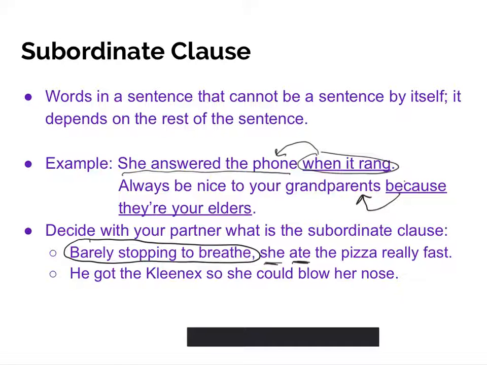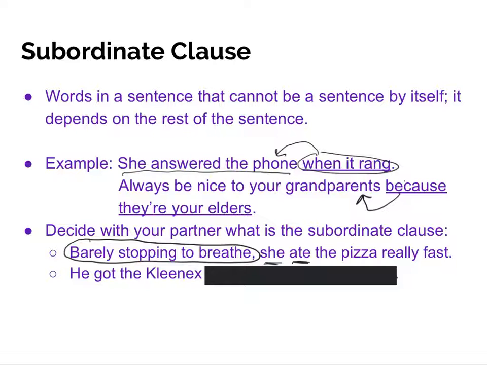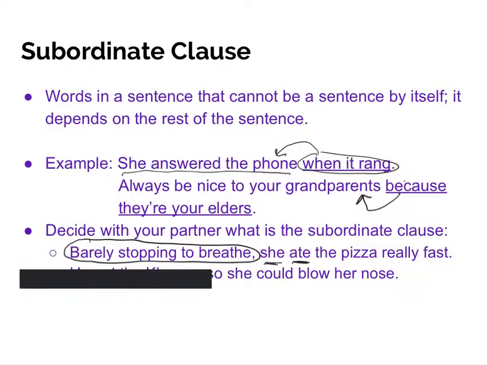Here's the other example. He got the Kleenex so she could blow her nose. Well, let's do some covering up. He got the Kleenex. Could that be a sentence by itself? Yes, it could be. We have a subject and we have a verb. So that is a full sentence. Let's cover up this side. So she could blow her nose.